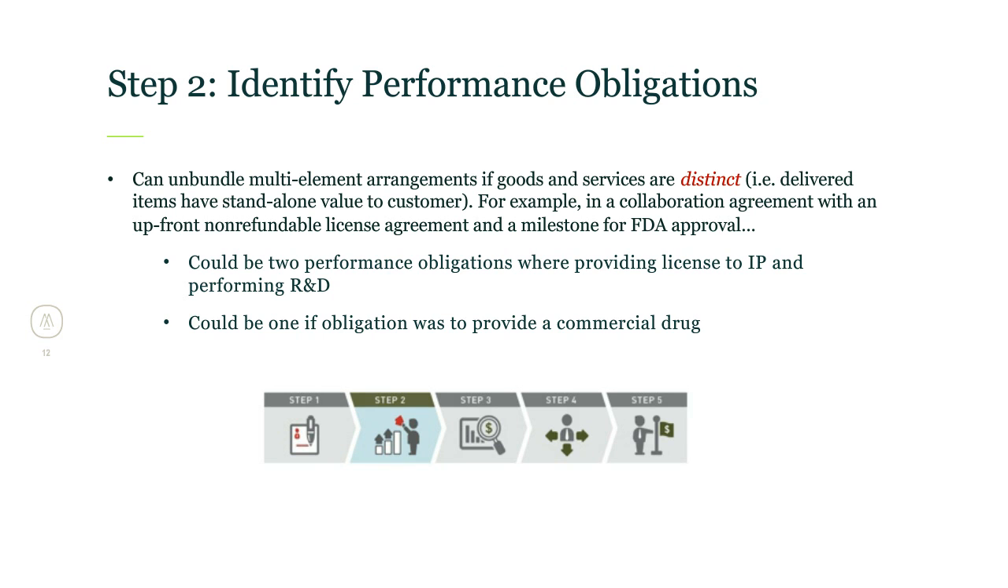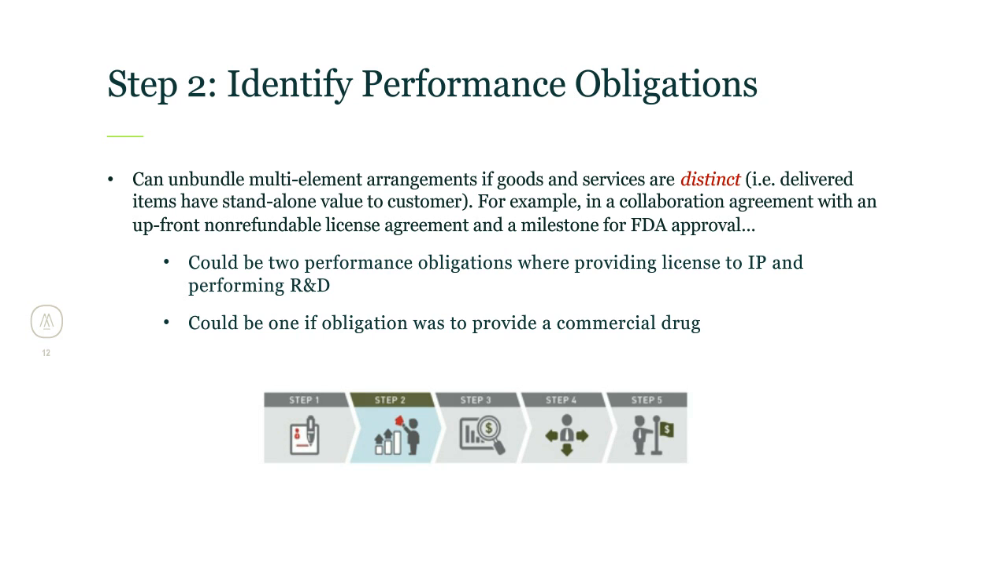So in this case, it says, if you've got a collaboration agreement, think back to that earlier example, and it's got an upfront, non-refundable license agreement, and then also has milestones for FDA approval, et cetera. These could be two performance obligations, right? One over licensing, so out-licensing that IP, and then the second one, the drug development, right?